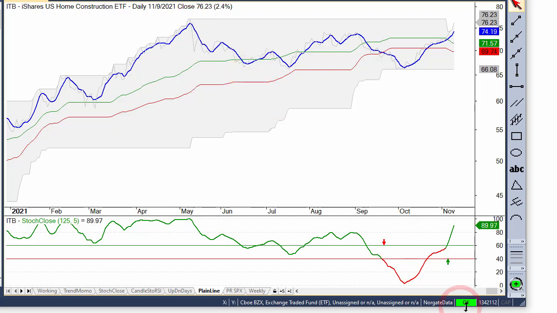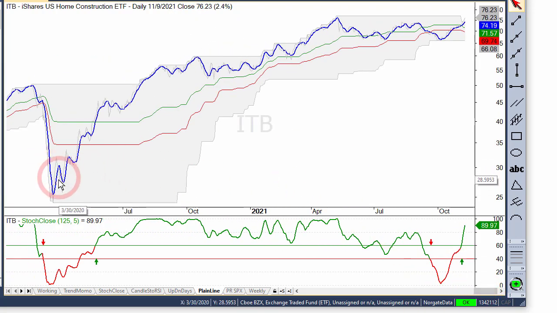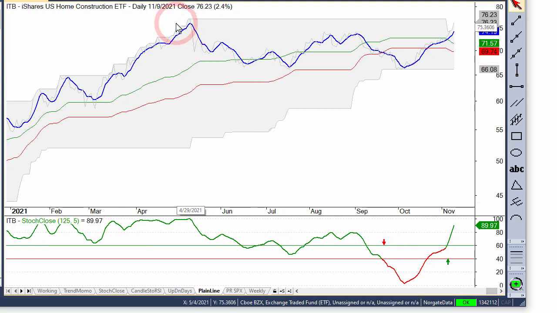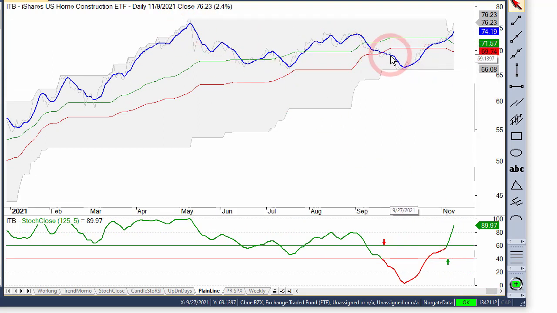you can see that ITB had a huge run. First of all, I'll close it a little bit. A huge run from 25 to 75. It tripled. And so it was entitled to a big correction, and it had this big correction. And it was such a long correction, you move below the red line there. And that's what caused StochClose to turn bearish.